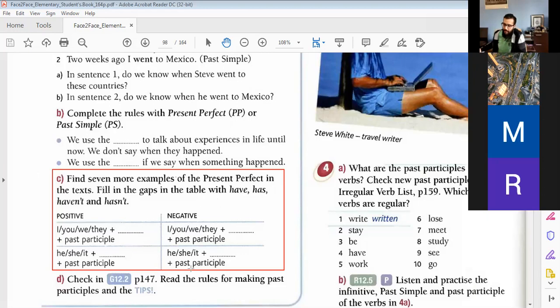Yes. So now let's talk a little bit about question C. So here it says fill in the tables. We use either have, has, haven't, or hasn't. So let's start with the first group. Here we have positive, and we have I, you, we, they, and past participle. What do we use here? Have. Correct. That's right. But what about he, she, it? What do we use? Has. That's it. And in the negative, what do we use with I, you, we, they? Haven't. And hasn't. That's it.